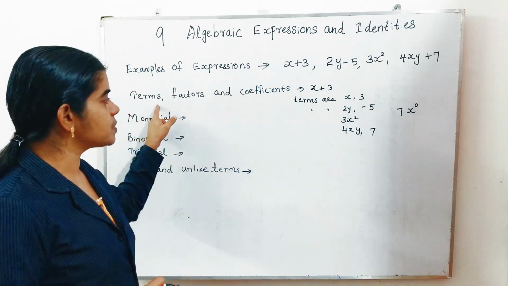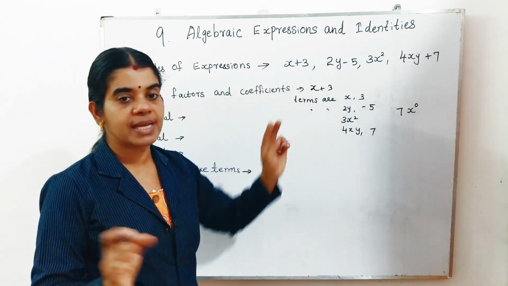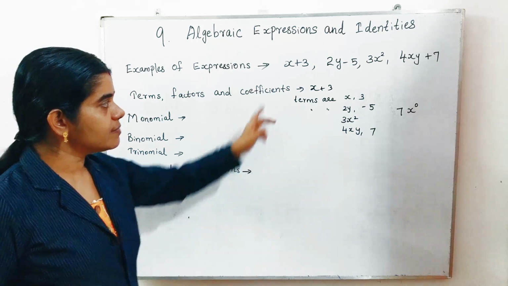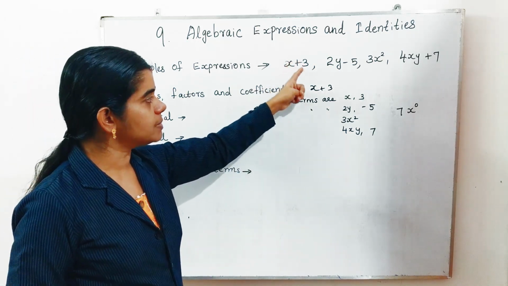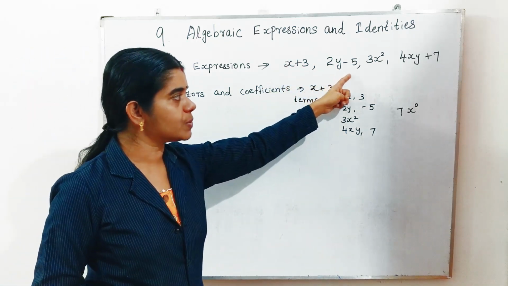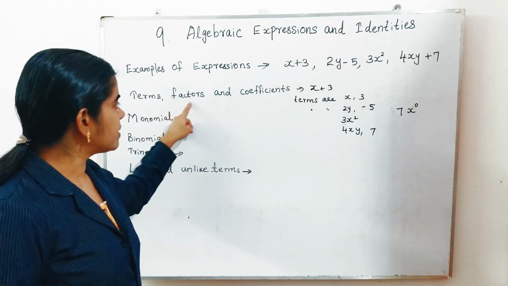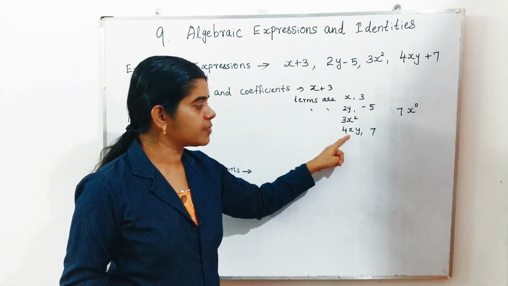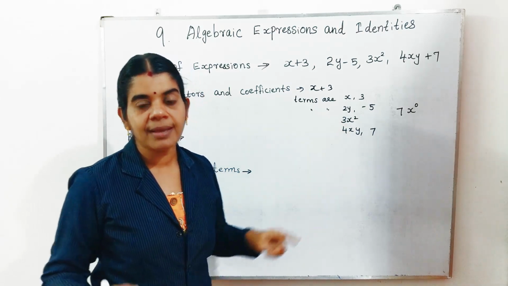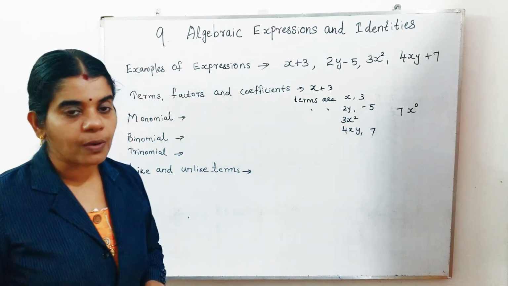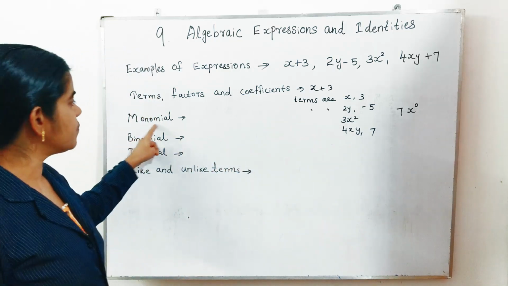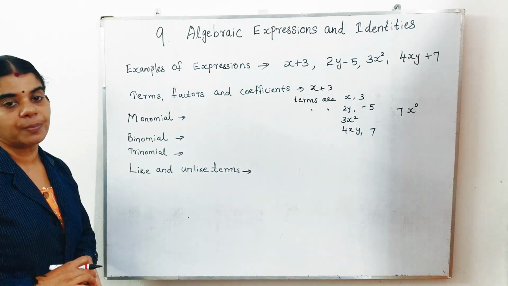Clear now? For terms, look at the plus and minus signs on both sides. Here two terms are there, x is one term, 3 is the other term. Here also two terms. Factors means terms are formed by the product of factors. 4xy means 4 into x into y. The numerical factor of a term is known as its coefficient.